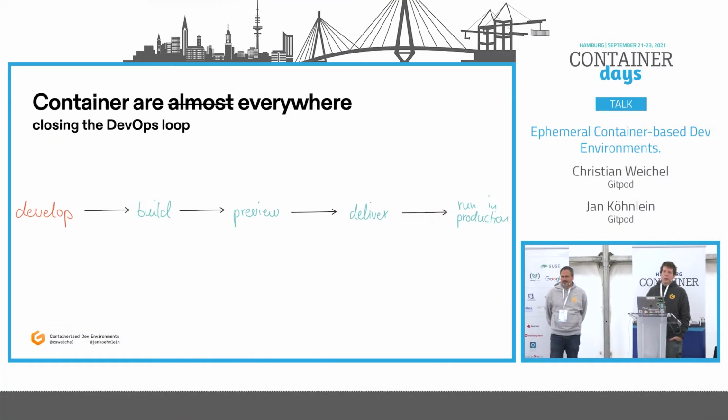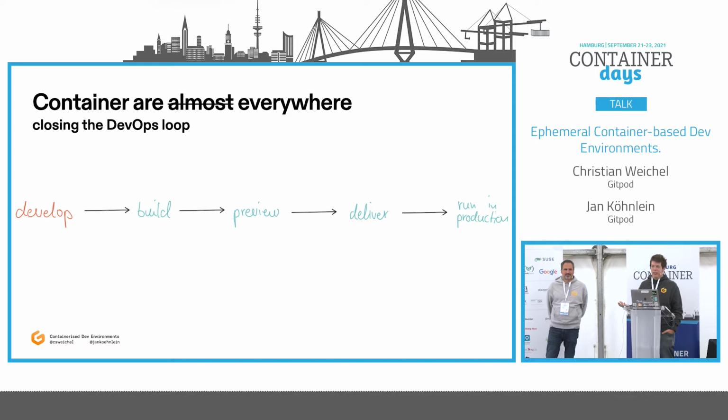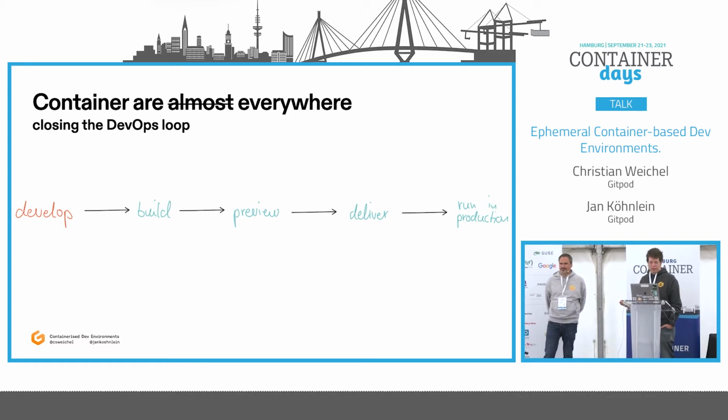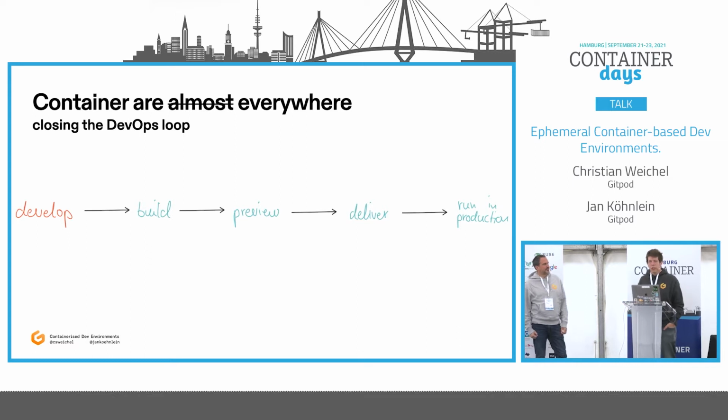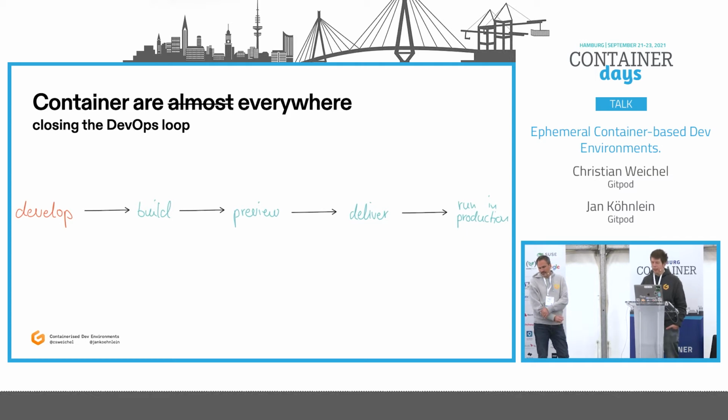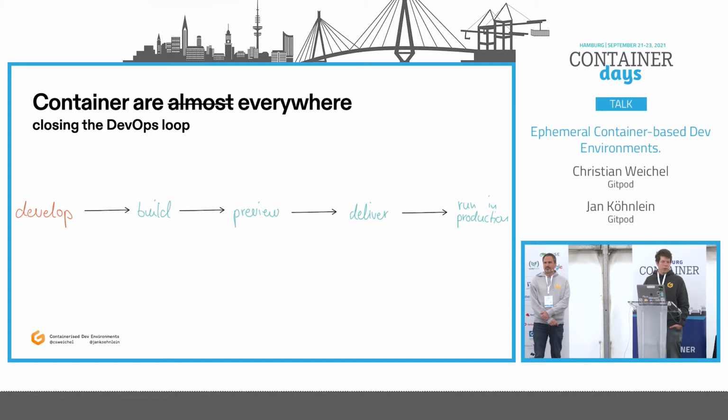So I'm preaching to the choir here, but pretty much everything we do these days is containerized. We build our code in a container in our CI systems. We preview our stuff by deploying it to, say, Kubernetes. We deliver our stuff using CD, all container-based, and we run our stuff as containers in production. The one thing that is not yet containerized, at least not widely adopted, is the development side of things. We're still developing on pretty much this, our local machines.